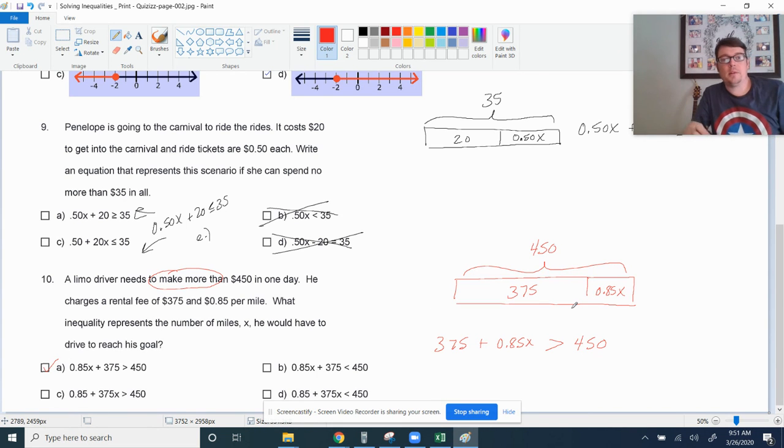But sorry about number 9, and sorry about all the graphing mistakes that were on here. Give me a little bit of leniency, guys. It is kind of a weird time that we're in.